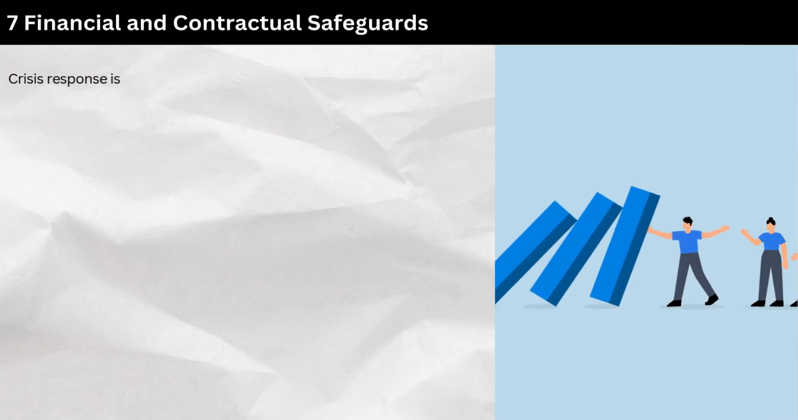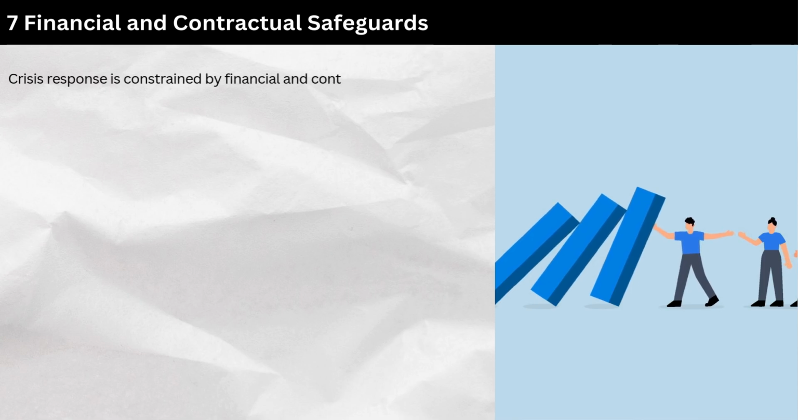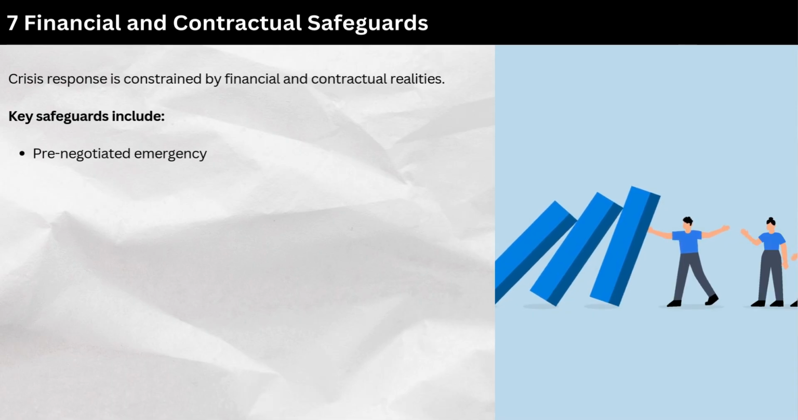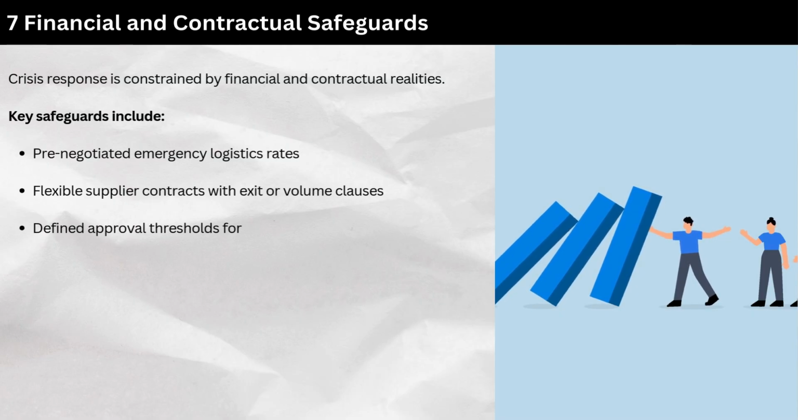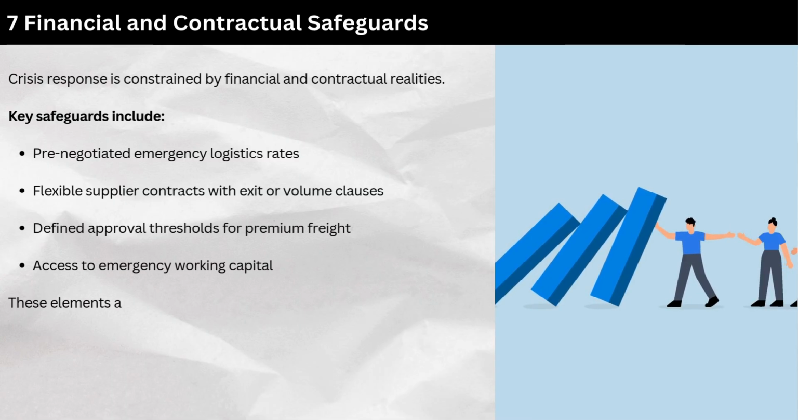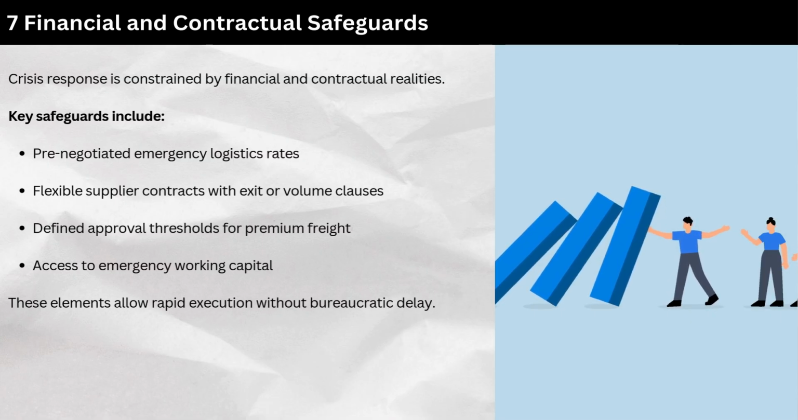7. Financial and contractual safeguards. Crisis response is constrained by financial and contractual realities. Key safeguards include pre-negotiated emergency logistics rates, flexible supplier contracts with exit or volume clauses, defined approval thresholds for premium freight, access to emergency working capital. These elements allow rapid execution without bureaucratic delay.